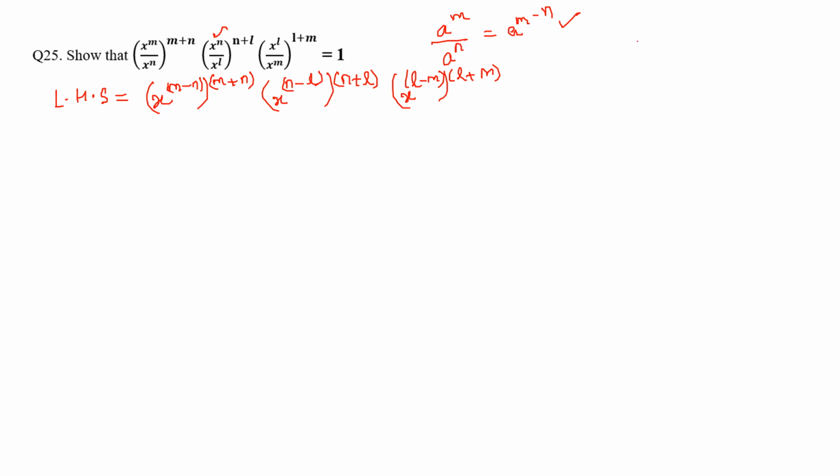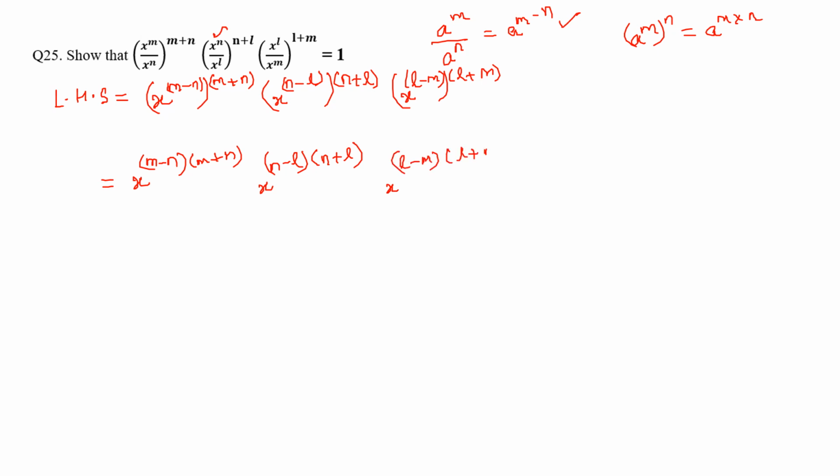Now you have already studied the power law: a to the power m whole to the n is equal to a to the power m into n. So now I'm going to use this. It will become x to the power m minus n into m plus n. Next it will be x to the power n minus l into n plus l. And then x to the power l minus m into l plus m.